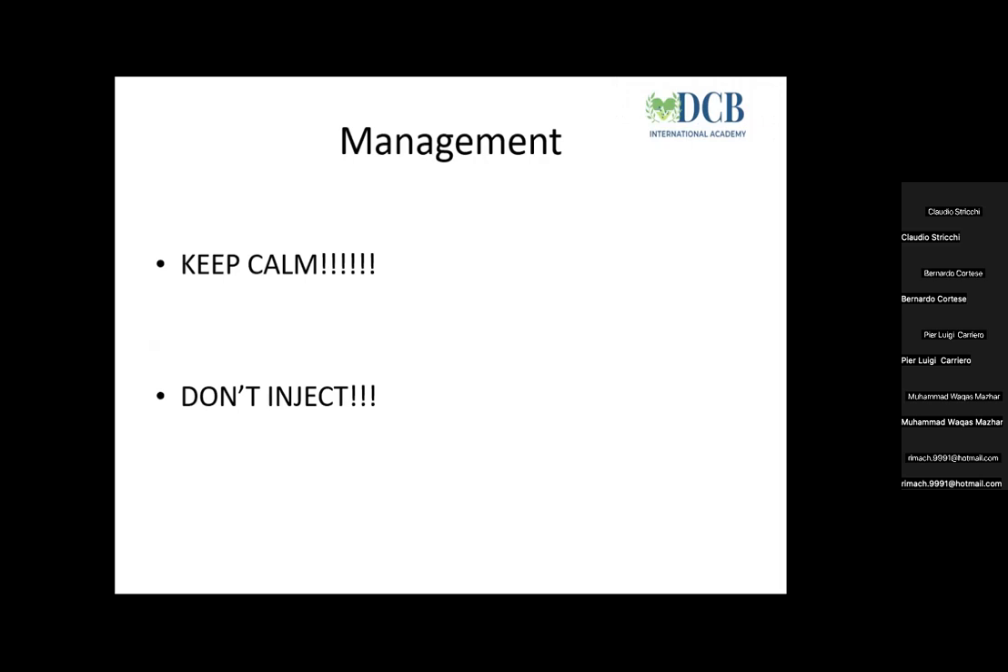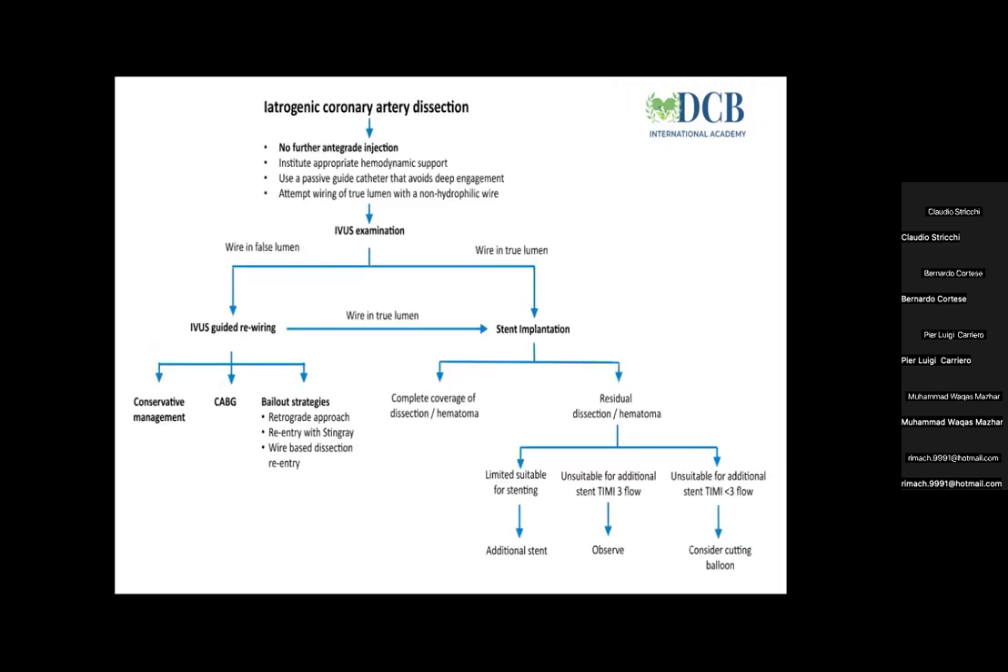What about management? The rule is keep calm and don't inject, because if we inject more, we are at risk of propagating the dissection further. So this is an algorithm that can summarize all the management if you have iatrogenic coronary artery dissection. The rule is no further antegrade injection, institute appropriate hemodynamic support, use a passive guide catheter that avoids deep engagement, and attempt wiring of the true lumen with a non-hydrophilic wire, plus IVUS examination.